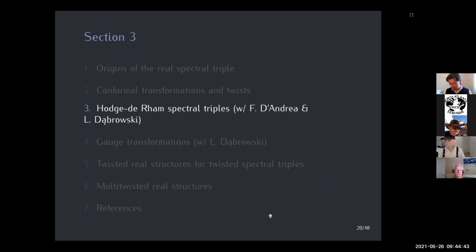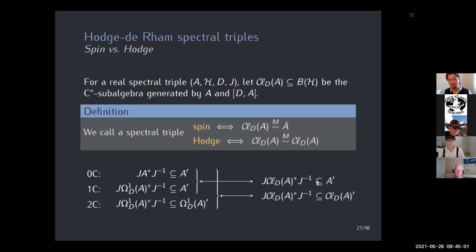So next section, we're going to take a little bit of a hard turn. Forget about conformal transformations for a while. We'll come back to them. But for now, we'll take a break and we'll look at Hodge spectral triples. Like I said, this is work with Francesco D'Andrea and Ludwig Dąbrowski.